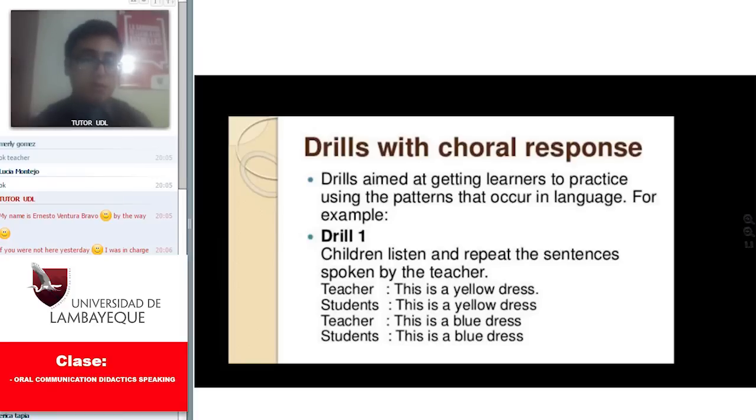This is a kind of drill with call and response because everybody is going to repeat the same thing after the teacher. This is one kind of drill, okay? Do you have any questions about the first drill shown today? Any questions?